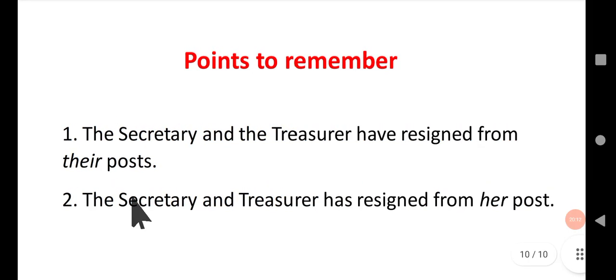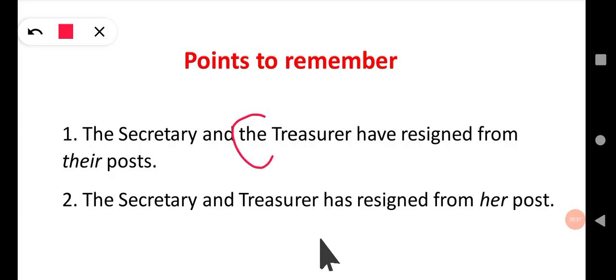Next, points to remember. The secretary, you have some more rules here. I'm not giving all the rules. I've given only this rule. This is very important. "The secretary and the treasurer have resigned from their post." "The secretary and treasurer has resigned from her post." There is only one difference between those two statements, that is the.